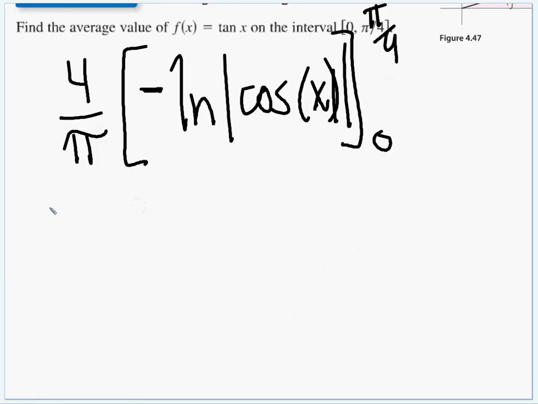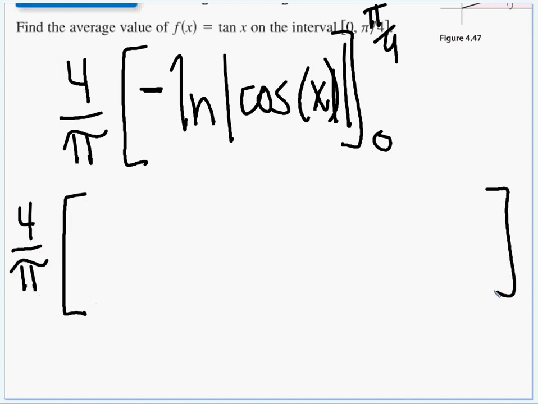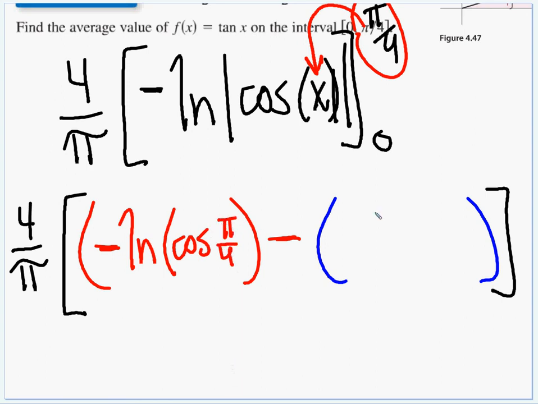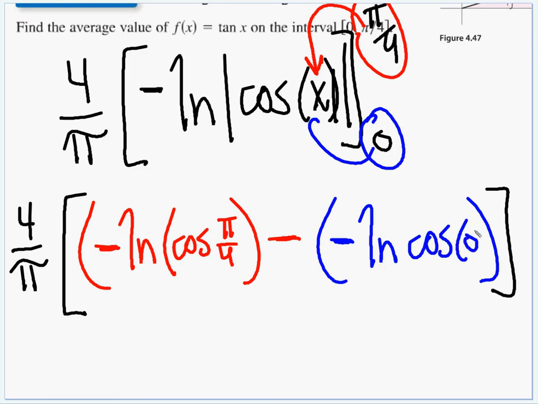So I'm just going to get everything ready here with some empty parentheses. We've got our 4 over pi out there. And then in here, I'll use red ink for the upper limit. We'll put that in those parentheses. Minus, I'll use blue for the lower limit. That'll go in there. So let's see what happens. Back to red ink. The upper limit pi over 4 is going to jump in right here. That's going to be negative natural log, and I can drop the bars now because I know the cosine of pi over 4 is positive. So that'll go in there. And then back to blue ink, our lower limit 0 jumps in. That will be negative natural log cos of 0.